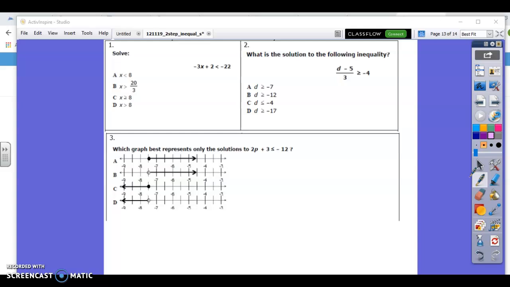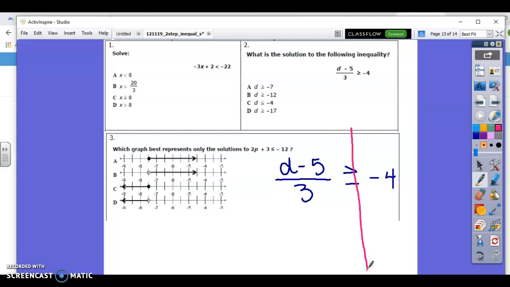Number 2, what is the solution to the following inequality? Let's rewrite this. We have d minus 5 divided by 3 is greater than or equal to negative 4. So step number 1, divide your inequality into two sides, and you want to leave the variable, whatever it's with, alone. This says divided by 3, so we're going to do the opposite and multiply by 3. Since we're multiplying by a positive 3 on both sides, we are not going to flip this sign, we're going to leave it alone. This cancels out, and I have d minus 5 is greater than or equal to negative 12.